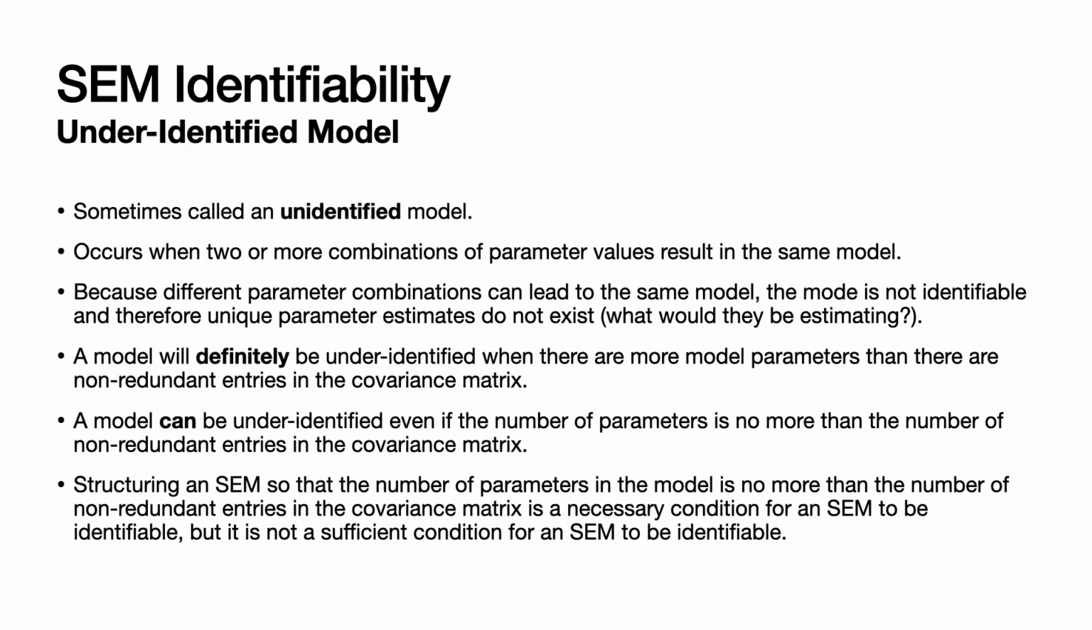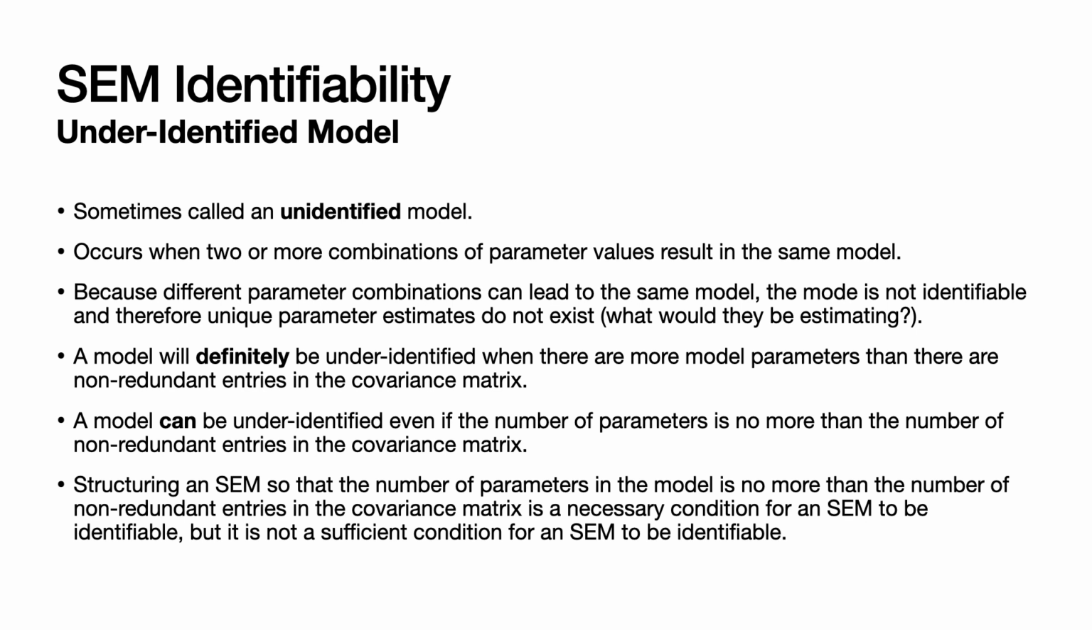Now, let's look at an under-identified model. Again, that is the terminology that is typically used in the SEM literature. This is also called an unidentified model, which is the terminology that we have used previously. A model is under-identified or unidentified when two or more combinations of parameter values result in the same model. And that's what we've been saying previously. Because different parameter combinations can lead to the same model, the model is not identifiable and therefore unique parameter estimates do not exist. What would they be estimating?